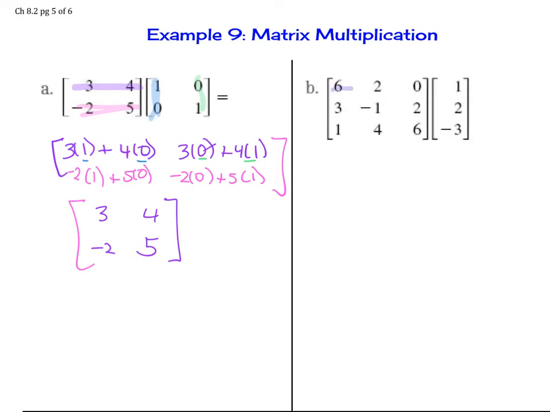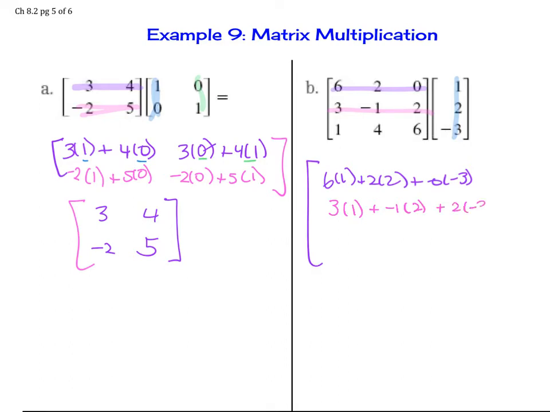So going by the rows, and then we only have one column. So this is going to be 6 times 1 plus 2 times 2 plus 0 times -3. Then we do the second row. So 3 times 1 plus -1 times 2 plus 2 times -3. And then for our final row here, this is going to be 1 times 1 plus 4 times 2 plus 6 times -3.